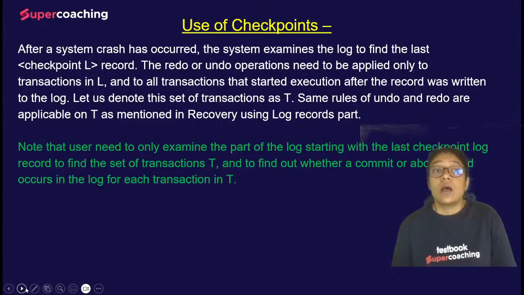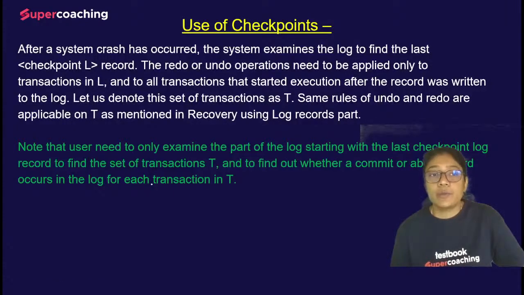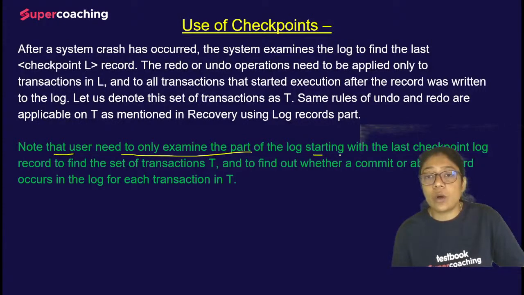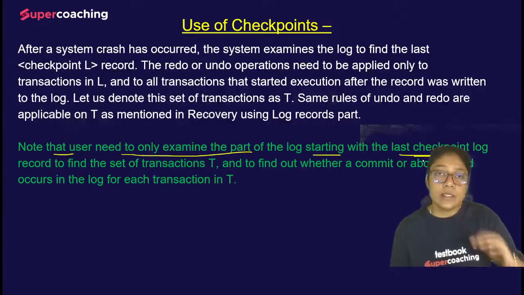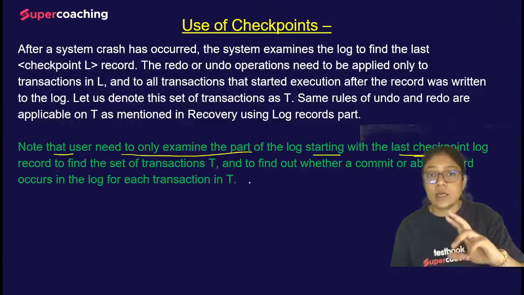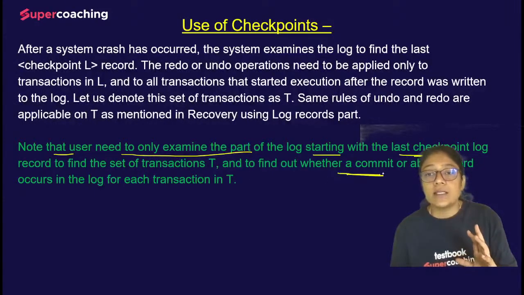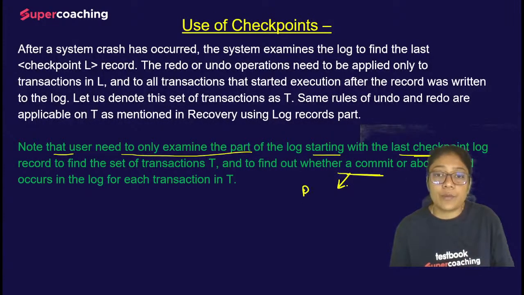Next, कब operations perform करने? When it is committed, it gets committed after the transaction. So note that user need only to examine the part of the log starting with the last checkpoint. सिर्फ last checkpoint पे जाओगे, records देखोगे and find out whether the transaction is committed or it's simply aborted due to the failure. अगर transaction commit हुई है, then we'll be performing the redo operation on that transaction, and if it is aborted, then simply we'll take that under the undo.